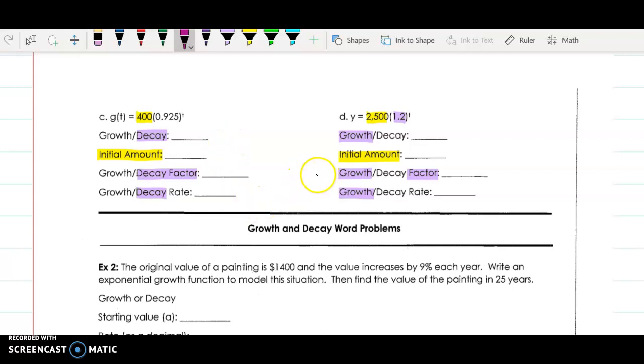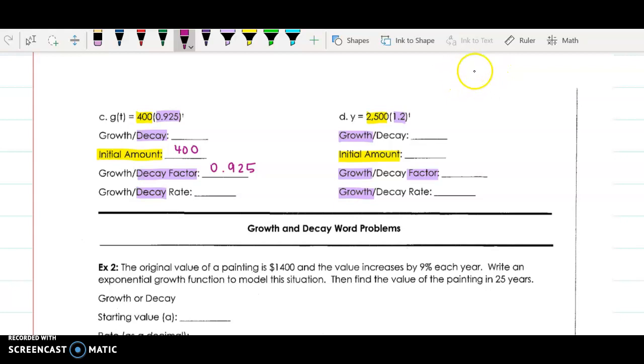Welcome back. So here are the two examples I asked you to complete on your own. I've highlighted the parts of the function, including the initial amount and the growth or decay factor. So on C, this is a decay function. The initial amount is 400. The decay factor is 0.925. The decay rate, I'm going to go back over this really quickly one more time.